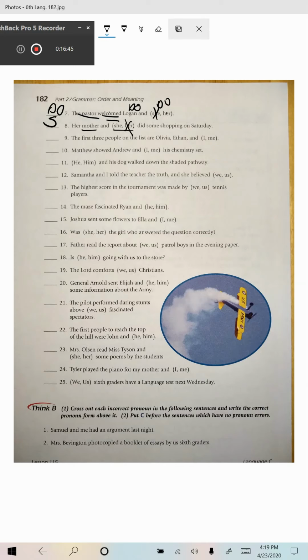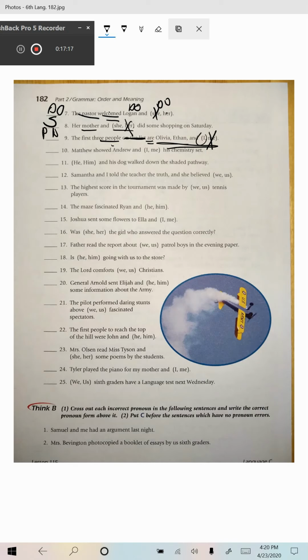The first 3 people on the list are Olivia, Ethan, and I, or me. On the list, get rid of on the list. Okay, first 3 people. So people's the subject. Are is a linking verb. So these guys are all a predicate nominative. They're renaming the people. So predicate nominative takes nominative case, which is I. So cross out me, sorry.